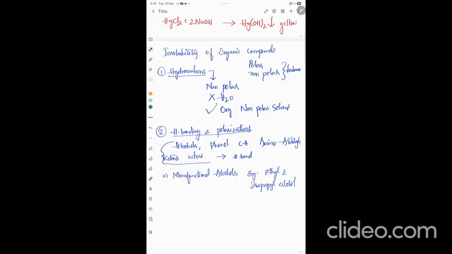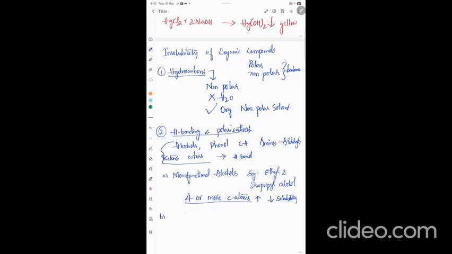So here both the compounds show complete solubility in water, whereas alcohols with 4 or more carbon atoms show reduction in the solubility in water. That means as the number of carbon atoms increases, there will be reduction in the solubility in water. This is the monofunctional alcohols.